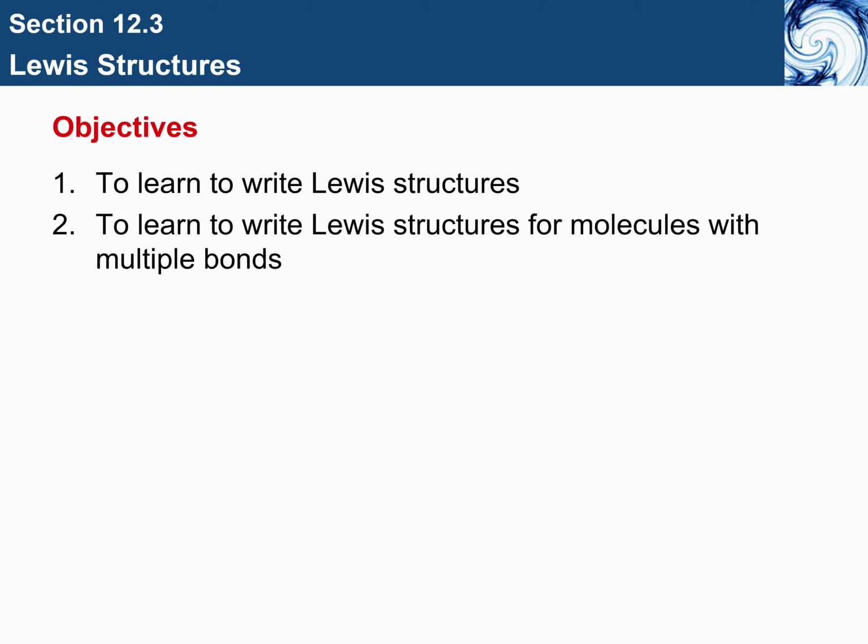Section 12.3. Now we will begin with Lewis structures. In this section, we will learn to write the Lewis structures and then extend that skill to molecules with multiple bonds. This section is heavily tested. Students should be able to count valence electrons, should have a good idea of what the central atom is, should be able to draw bonds, fill octets, and recognize resonance and common exceptions.